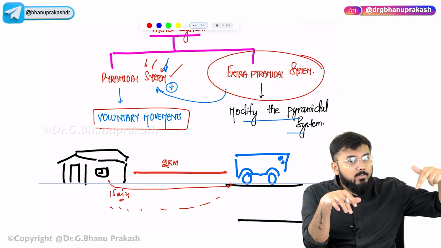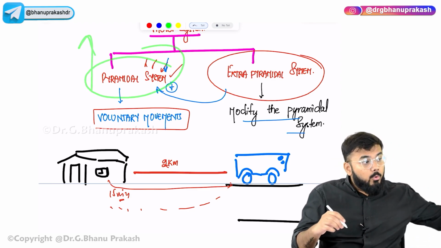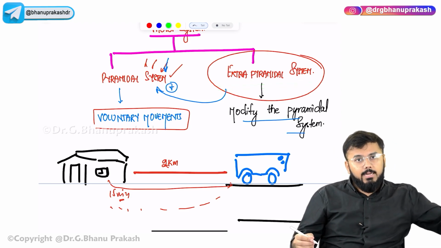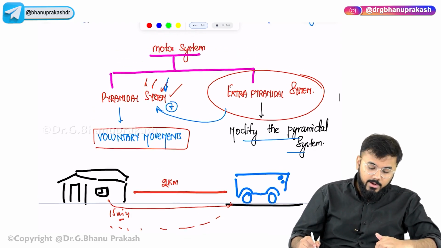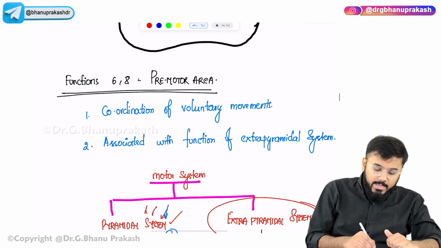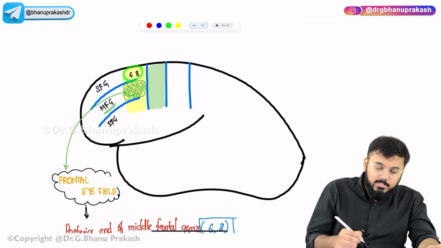Now I have to increase my voluntary movements. It means I have to increase my pyramidal system. Who is increasing my pyramidal system? The extrapyramidal system will stimulate the pyramidal system, and thus I will have increased voluntary movements, right? So that is the important thing which you need to know, and that is carried out by what? Area number 6 and 8. So that is your area number 6 and 8.